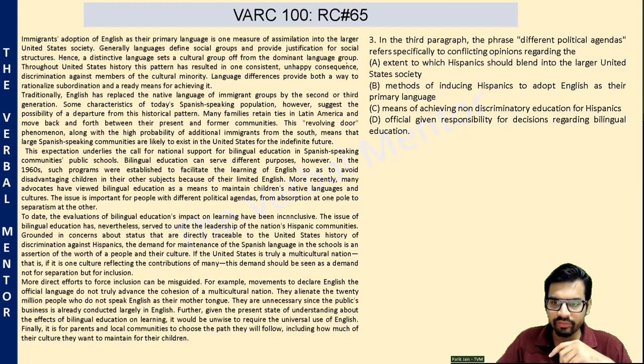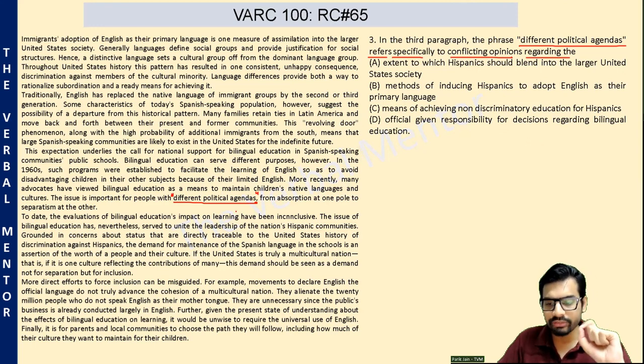In the third paragraph, the phrase different political agendas refers specifically to conflicting opinions regarding which issue. Okay, third paragraph, different political agendas. This is my keyword, key expression. So this refers to conflicting opinions about which issue. Please read this line carefully.